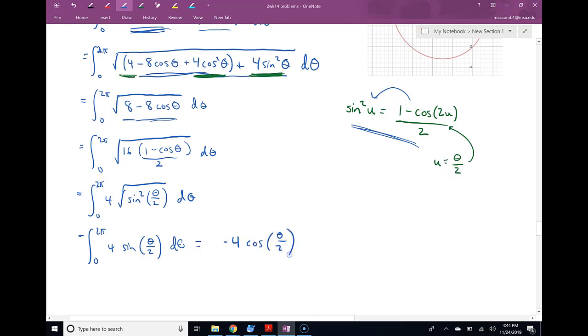And let's see, we probably need something else, right? If I was to take the derivative of this, I wouldn't get exactly where I started. I think we maybe need another 2 here, right? Because of the chain rule. So yes, that should work out. And again, we're integrating from 0 to 2 pi.